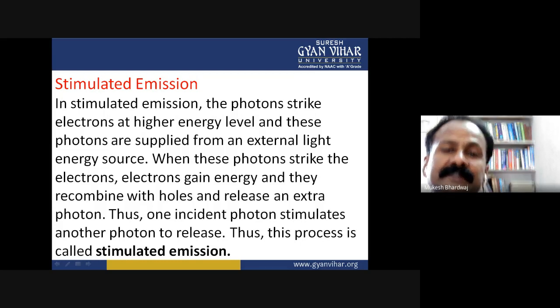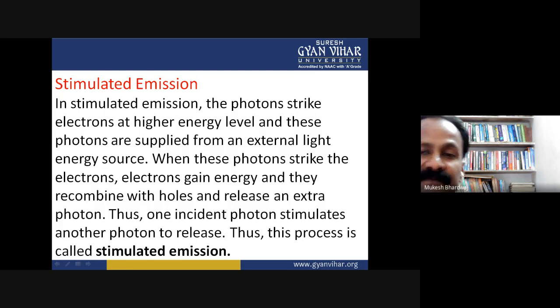According to Einstein, an atom in an excited energy state, under the influence of the electromagnetic field of a photon of frequency nu incident upon it, jumps to a lower energy state, emitting an additional photon of the same frequency. Hence, two photons, one original and the other emitted, move together. This is stimulated or induced emission of radiation.